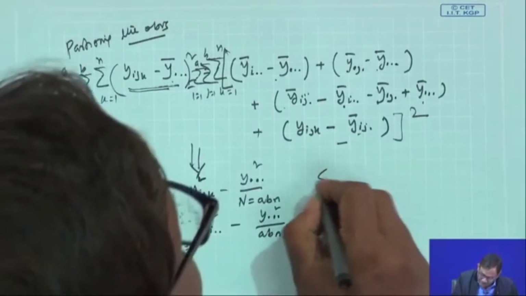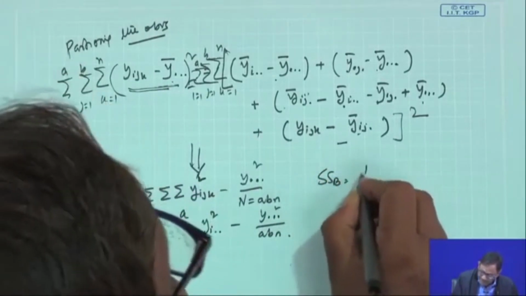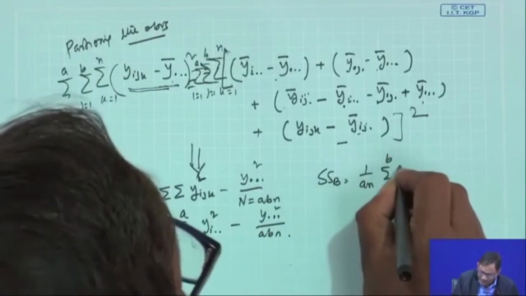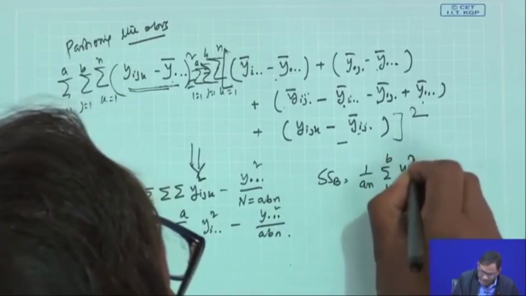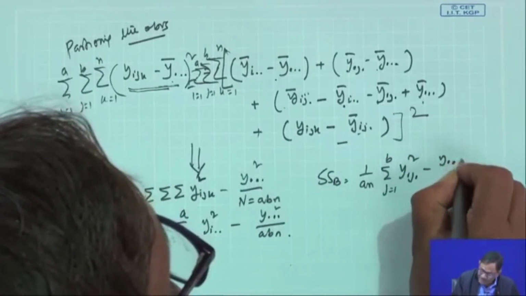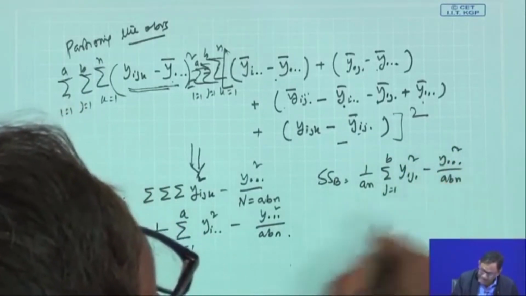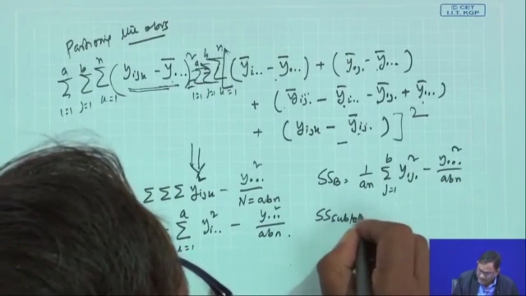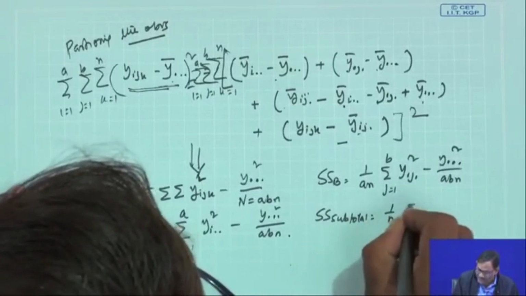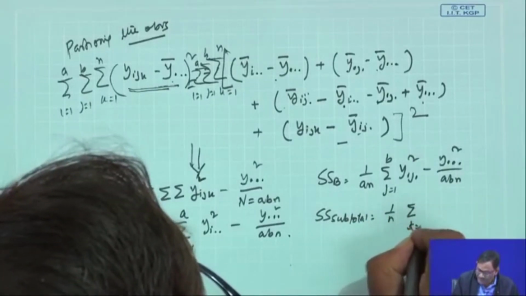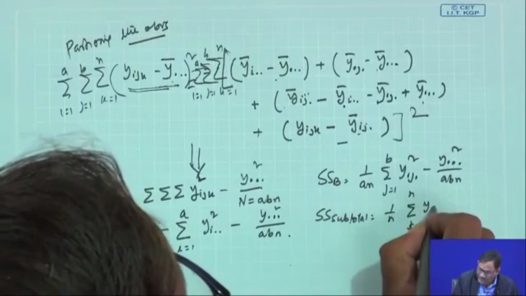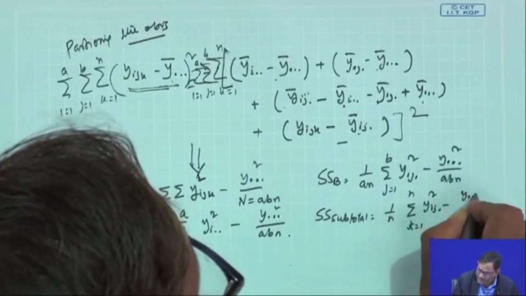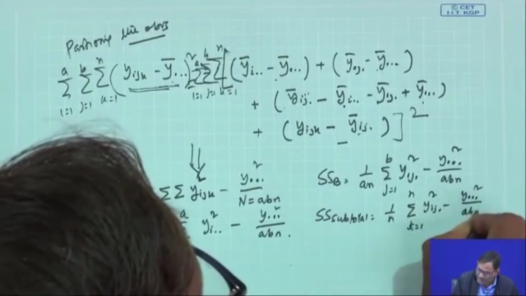So, similarly, how do you compute SSB? SSB will be 1 by an, sum over j equal to 1 to b of y dot j dot squared, minus y triple dot squared by abn. How do you calculate SS subtotal? This will be 1 by n, sum over k equal to 1 to n of y ij dot squared, minus y triple dot squared by abn.